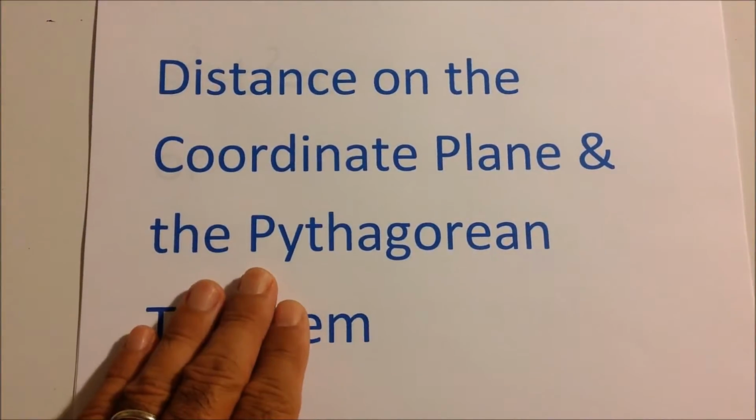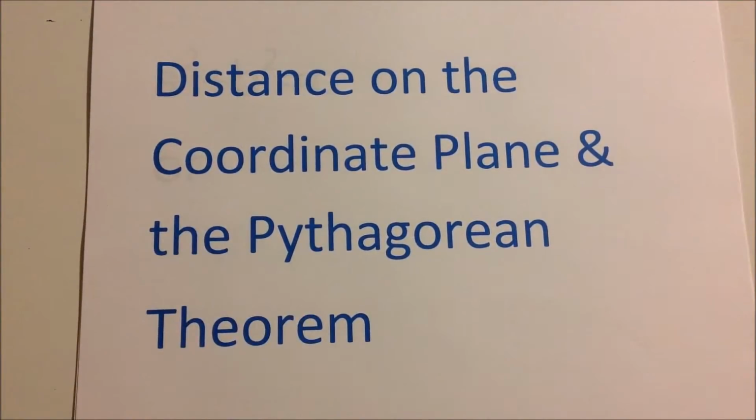Okay, here's a video on distance on the coordinate plane, or the Cartesian grid, and the Pythagorean theorem. We can get the distance on the coordinate plane using the unit boxes when we go up or down, but when we go diagonal, we need the Pythagorean theorem.